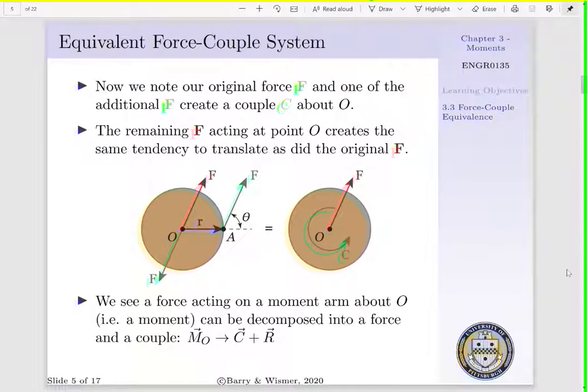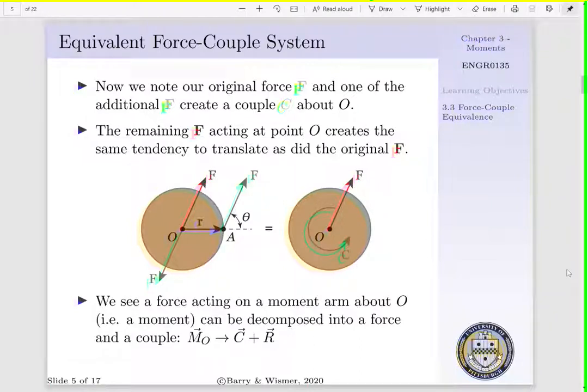Now we see that if we take the force on the bottom left and our original force F that was generating our moment, these two forces create a couple. Now our couple is a free vector and we can move it anywhere on our body. So, as shown in the figure to the right, we will take these two forces and the resultant couple and apply it about our part center O. Now, the last remaining force, the red F, is going to be acting about our part center, i.e. our axis of rotation. And this force is only going to create a tendency to translate.